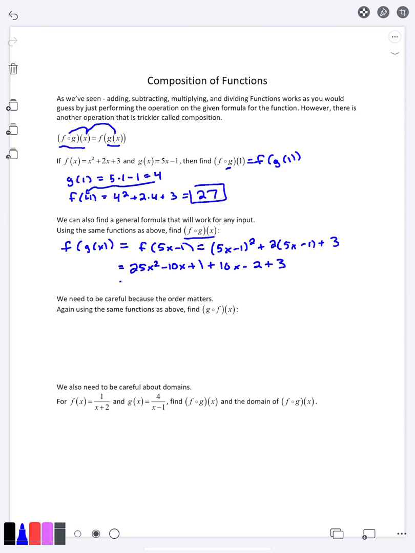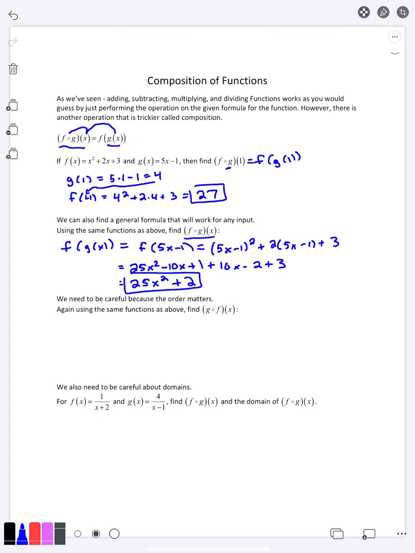And let's see, we get 25x squared, let me rewrite that there. 25x squared minus 10x plus 10x cancels, and 1 plus 3 minus 2 is plus 2, and the final function would be 25x squared plus 2. Okay, so this is what we have here.